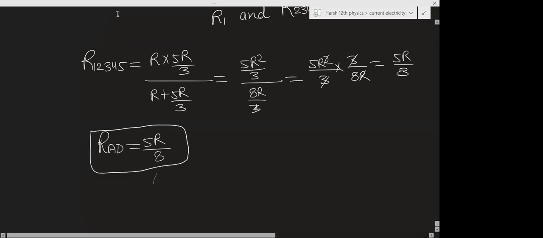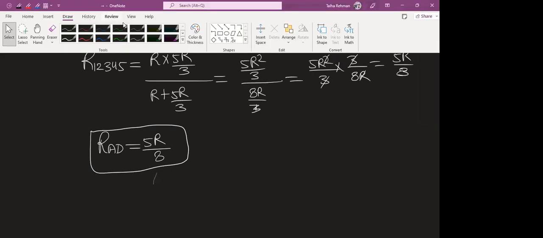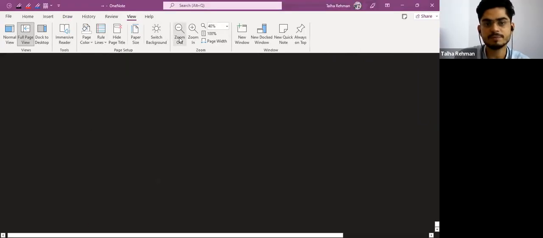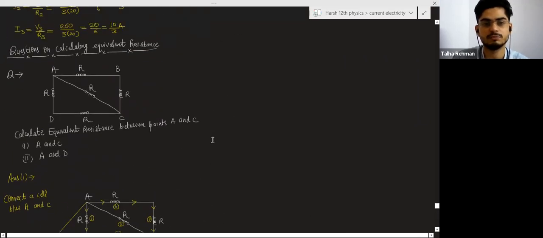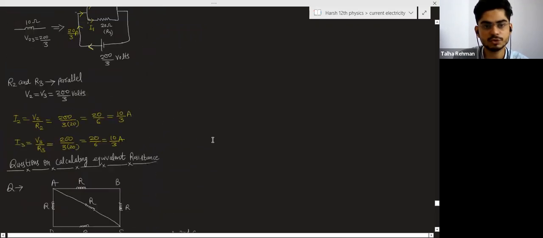See how much time I took to modify the circuit. But with the help of practice, you can solve this question in 5 seconds also. But it will take time. So please note it down.